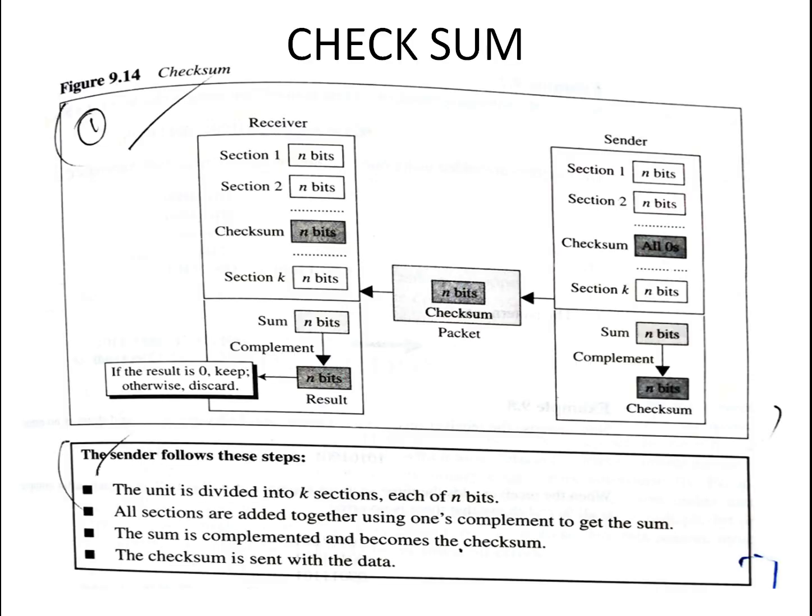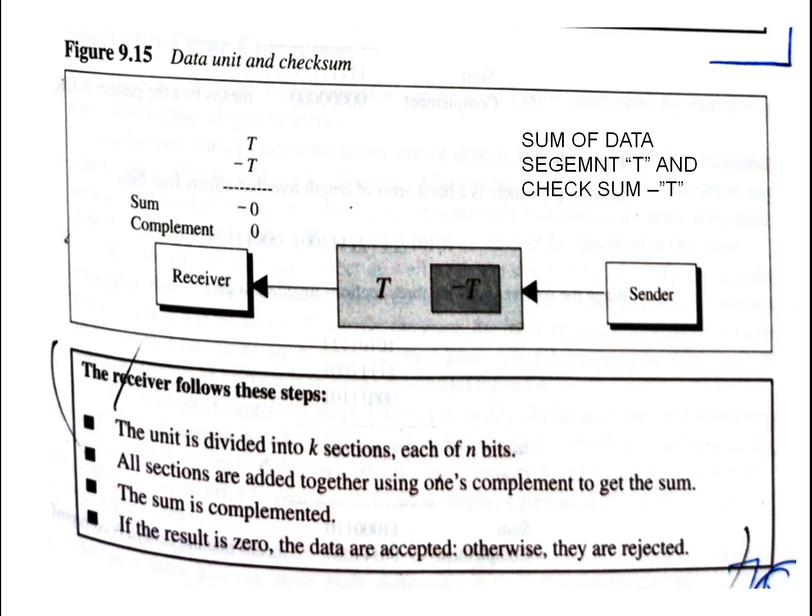Next, checksum. In the checksum, the data is divided into k sections, each of n bits. All the sections are added together using ones complement arithmetic to get the sum. The sum is complemented and becomes the checksum. The checksum is sent with the data. For the data unit and checksum, we have the data segments and the checksum. At the receiver, all sections are added using ones complement to get the sum, and the sum is complemented. If the result is 0, the data is accepted, otherwise rejected.